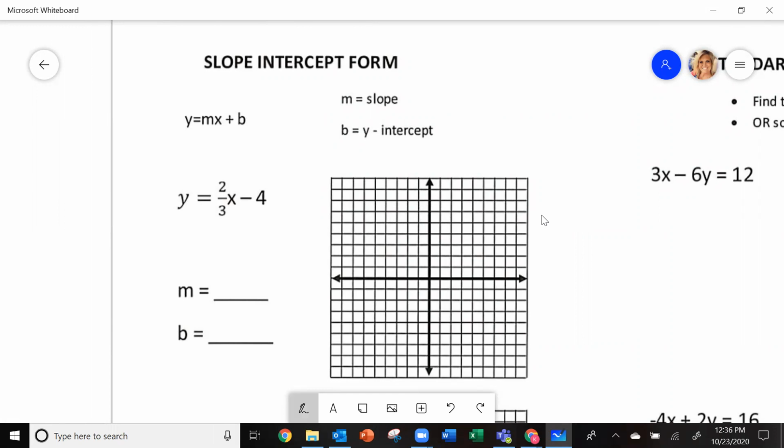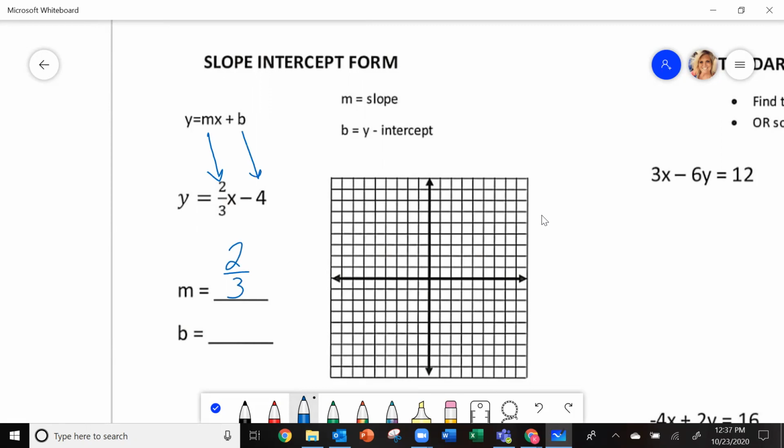Now, we've talked about y equals mx plus b, where m is the slope, that is the number in front of x, which is 2/3. B is the number being added or subtracted, which is -4. When we go to graph, you're going to start with the b. You're going to start with the y-intercept. You can think of it as b meaning begin. So I'm going to start at -4. 1, 2, 3, 4. And I'm going to put a dot. So you should put a dot right here on the y-intercept at -4.